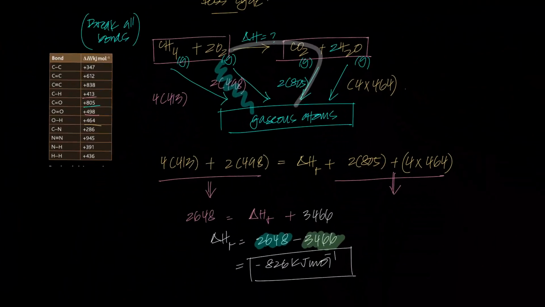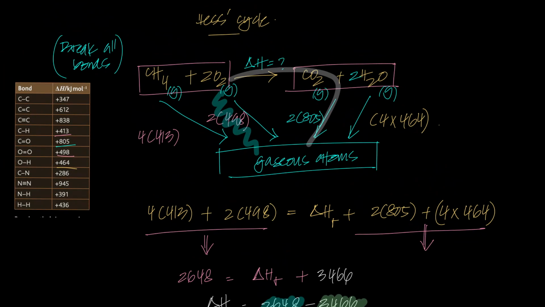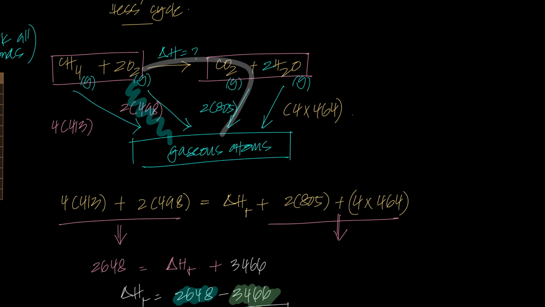The next question that students ask me a lot of the time is that, sir, don't try to be sneaky with us. What do you mean? I'm not being sneaky. Sir, you just literally told us to break all the bonds, didn't you? You broke these bonds, you broke the bonds of products. But sir, we don't break the bonds of products. We form the bonds of products, right? And you guys are right. We don't break the bonds of products. We form them. So sir, shouldn't your arrows look something like this?